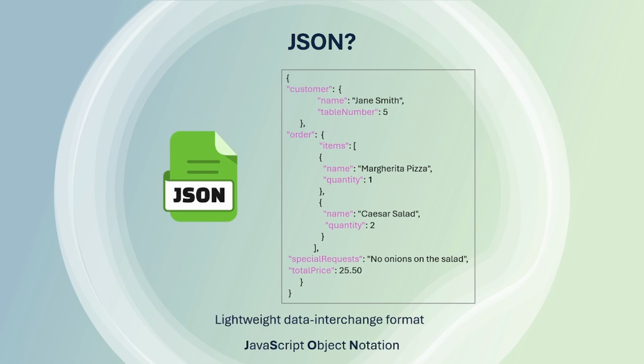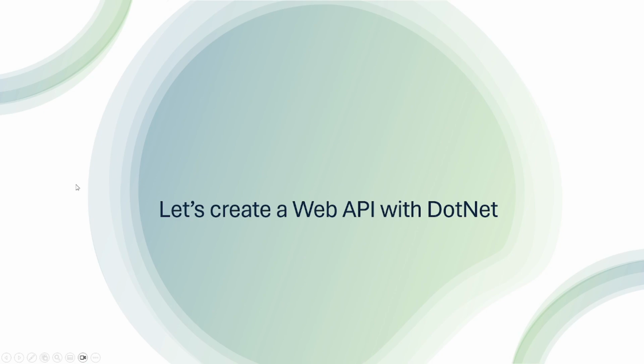Let's talk about what is a JSON. It stands for JavaScript Object Notation. It's a lightweight data interchange format, accepted by almost every programming language and framework. Its usage is very easy and very human readable. It consists of attribute value pairs, commonly used in web APIs to send data between a server and a client. Now let's implement a simple web API with .NET.